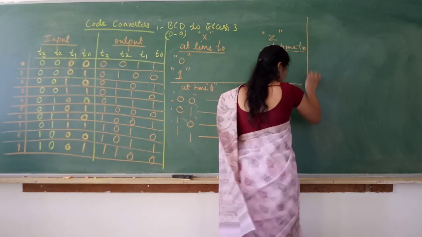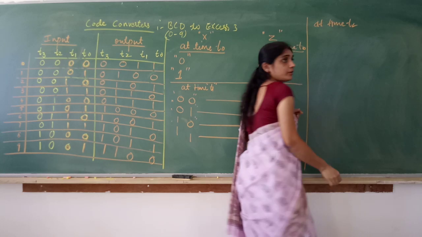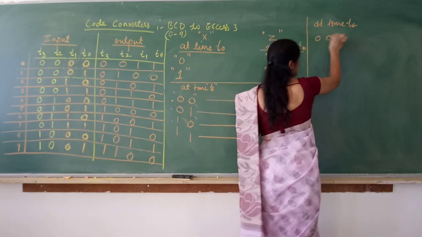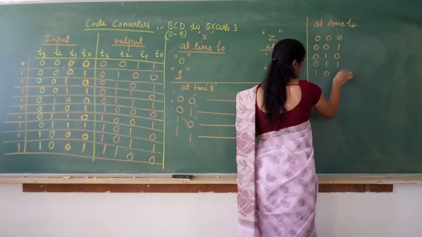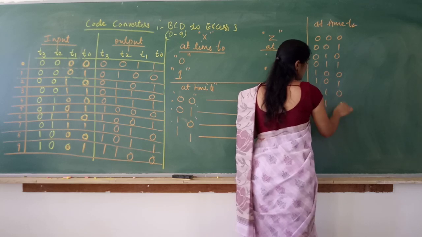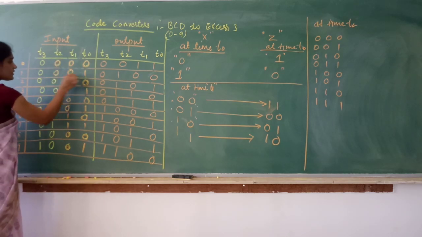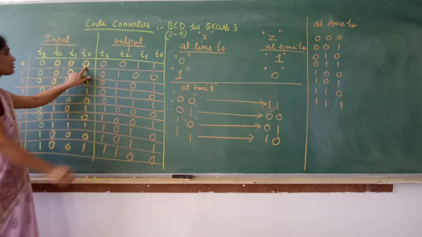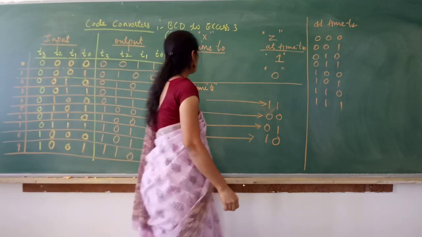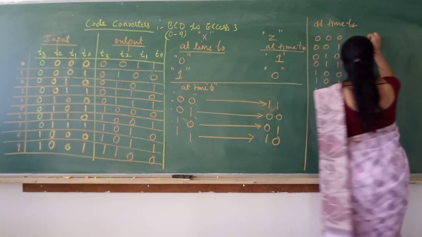Same way at time t2. At time t2, how many bits do I get? 3 bits. The possible combinations we will receive are 000, 001, 010, 011, 100, 101, 110, 111. If it is 0,0,0 at t2, what is the output? I will get 0,1,1. If it is 0,0,0, I get 0,1,1.